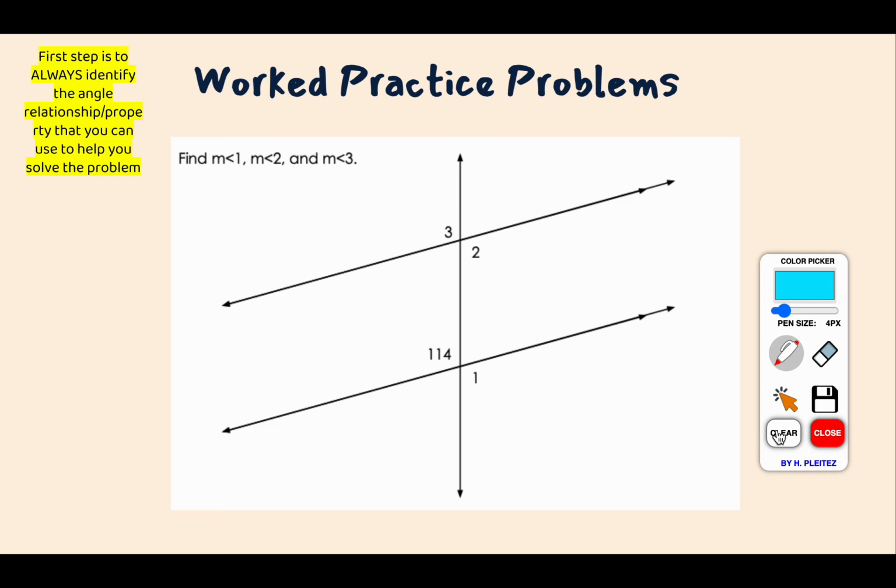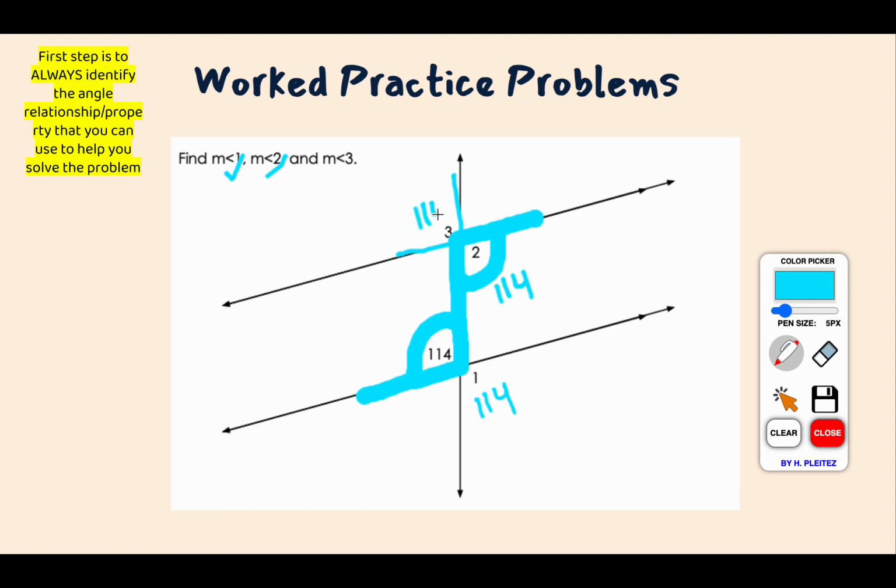I'm going to clear it for a sec. So this is 114, and then the Z that we used, we're going to go this way. Because your Z's can go forwards or backwards, just so that we're consistent in using the inner corners of the Z that we create. So I know this is 114 degrees as well. So now I have angle 1, I have angle 2. And now for angle 3, I see vertical angles. So I know this is also going to be 114 degrees.